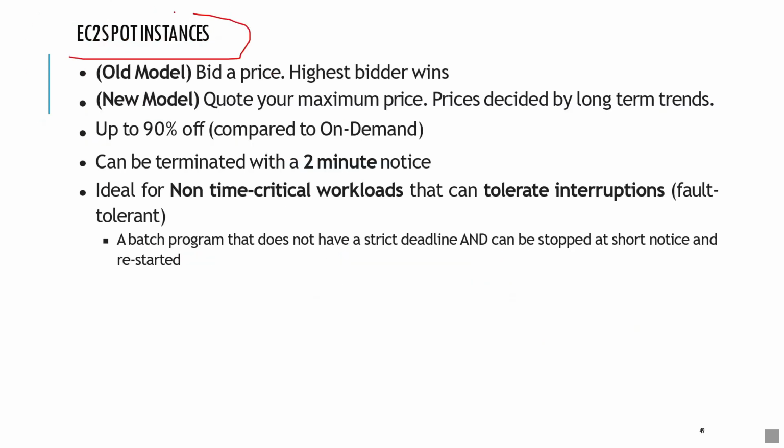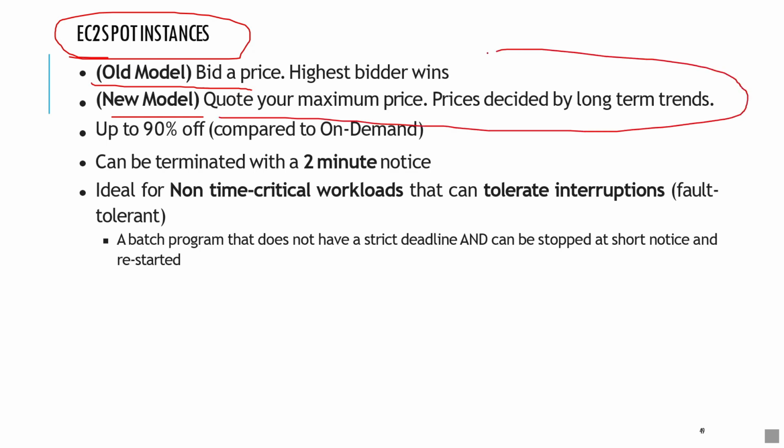The second one is the EC2 spot instance. In the old model, we needed to bid a particular price, and whoever bid the price might get the EC2 instance. But in the new model, we need to quote our maximum price, but the price is decided by AWS. They have some rules, and according to that, they will give the EC2 instance.